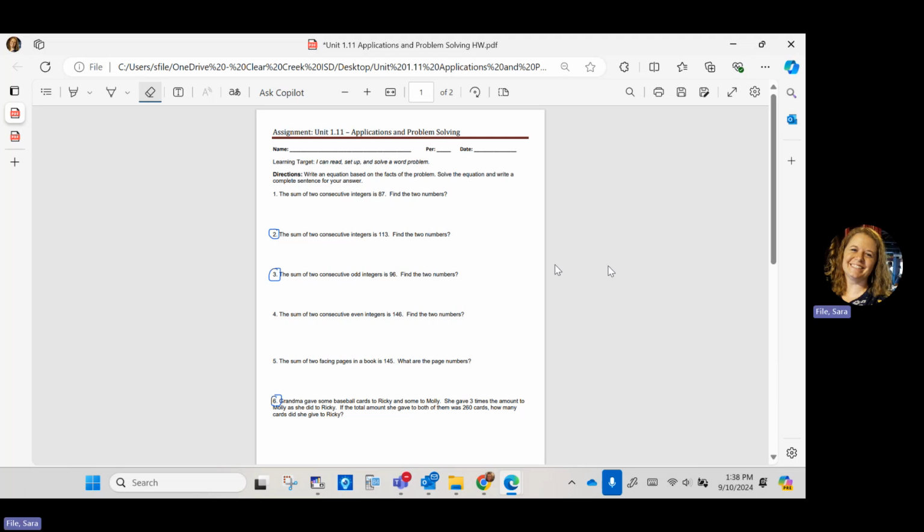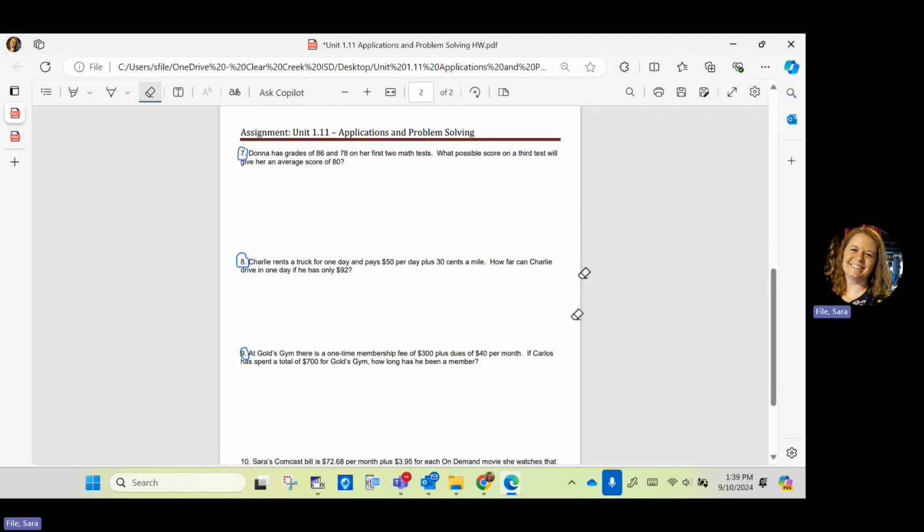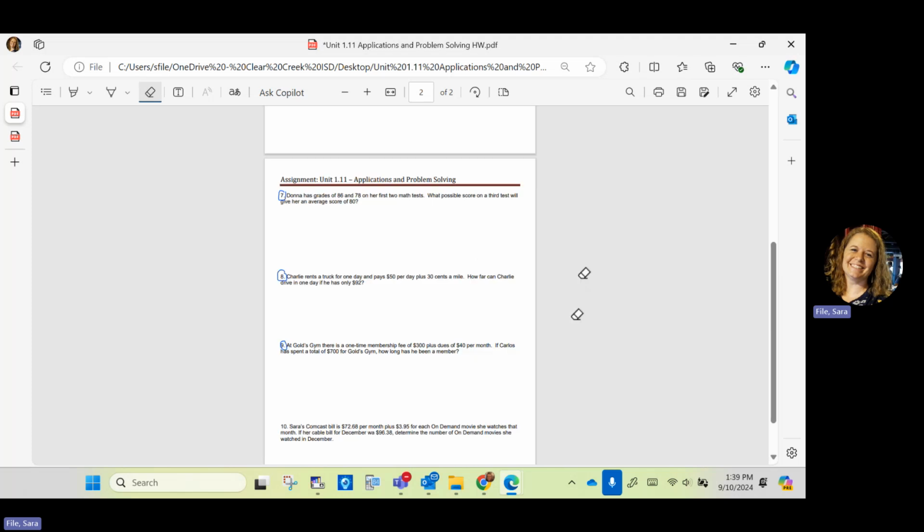Okay, you can skip around if you need to. So 2, 3, and 6. Make sure you've got 2, 3, and 6 circled on the front. And then flip to the back. We're going to do 7, 8, 9. So we're doing 6 out of the 10. 7, 8, and 9.